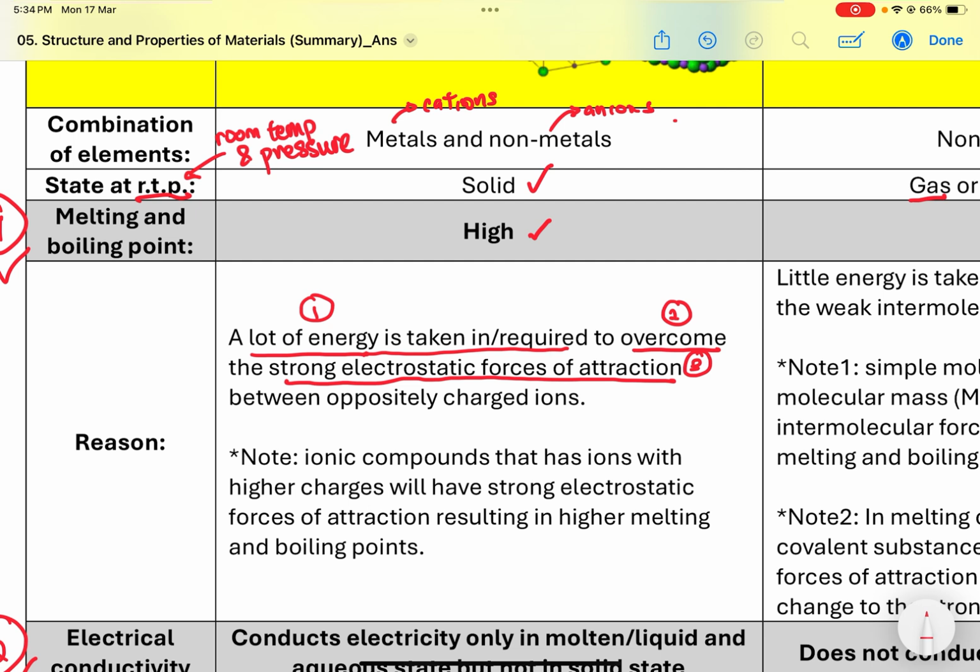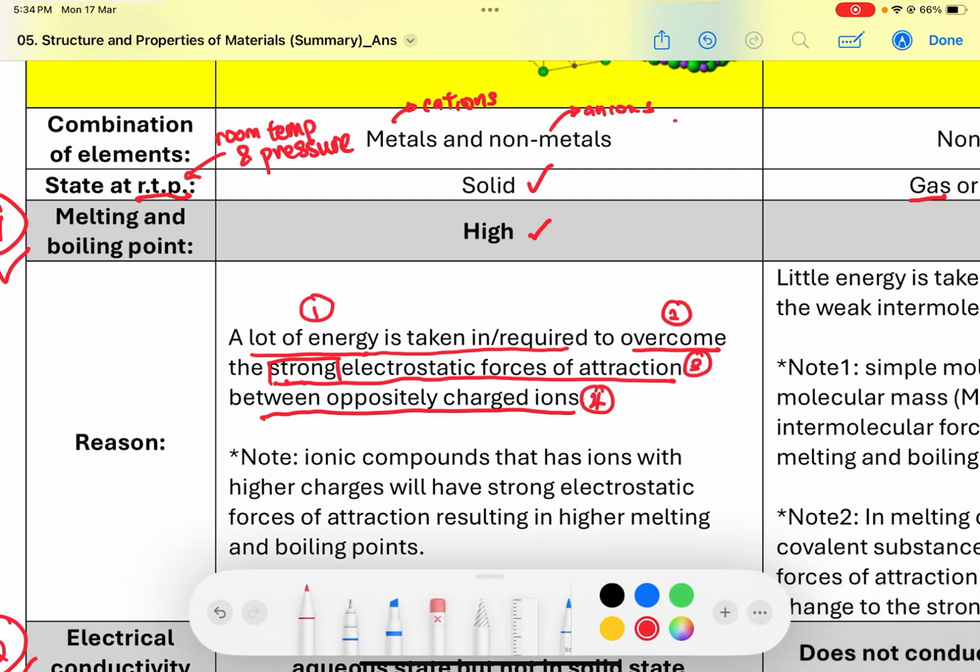Now, this electrostatic force of attraction is strong, so I just want you to take note of the word strong here. Not only strong, but you must describe what the electrostatic force of attraction is formed between. So it's between oppositely charged ions. Okay, so people tend to miss out terms over here whenever they are trying to explain why high or low melting and boiling point. So these are the 4 points that you will need.